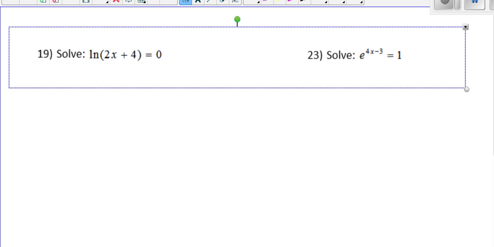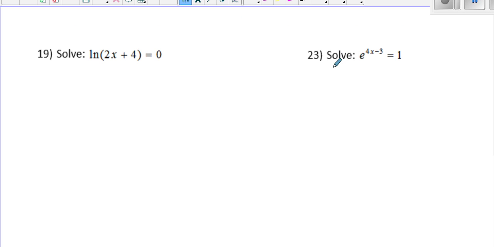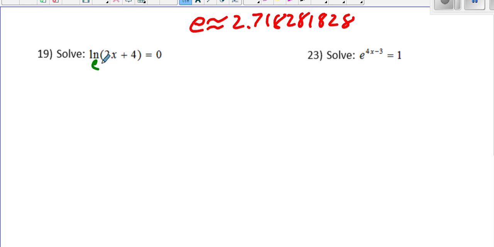Same idea here, but since it's natural log in e, you just have to remember e is nothing but a number. It's about 2.71828, so about 2.7. So the base of a natural log is base e. So if you were to rewrite this, you would do e to the 0 equals 2x plus 4.